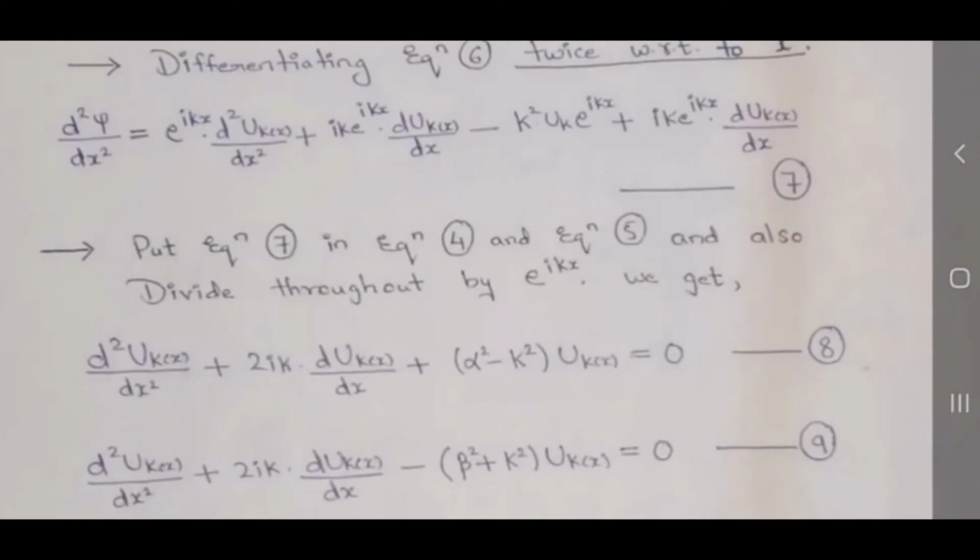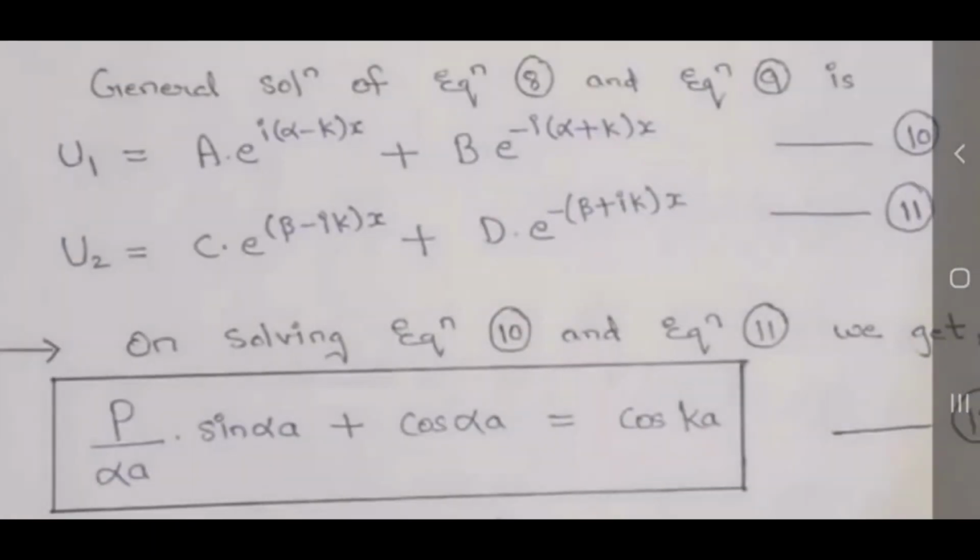In equations 8 and 9, we have simply substituted equation 7, that is the second derivative, into equations 4 and 5. We get these two equations. We can solve these two equations and get the general solution. We get two solutions, u1 and u2.